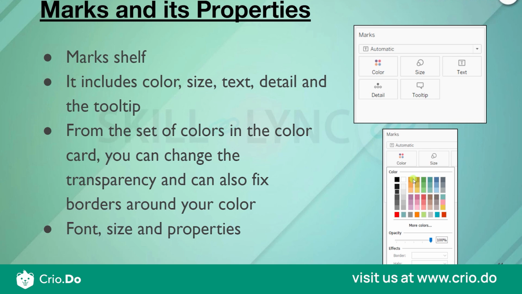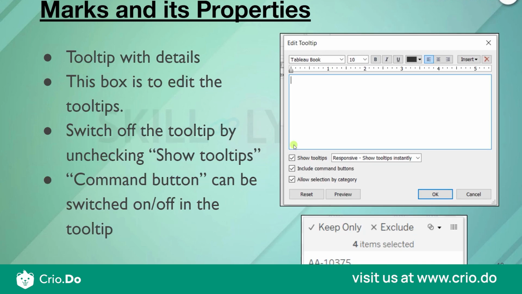If you see the color palette over here in the marks option, you have different colors, and if you click on more colors, you will see a different kind of palette entirely, and you can select a particular color from that entire palette. You can also change the transparency and the borders around your colors. And in the marks shelf, you will see a tooltip option.